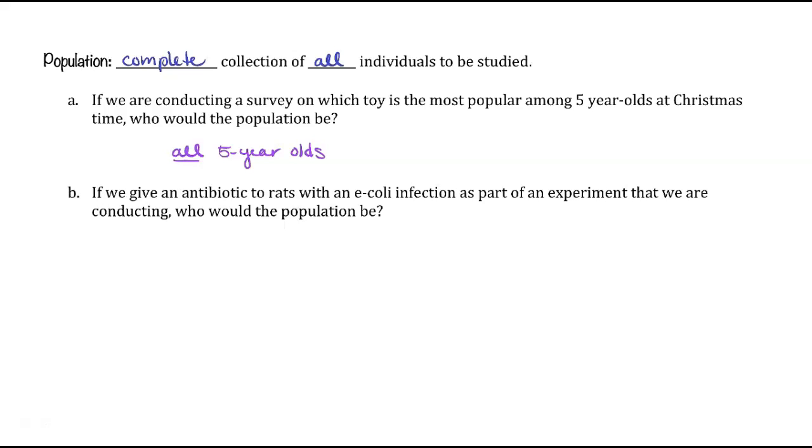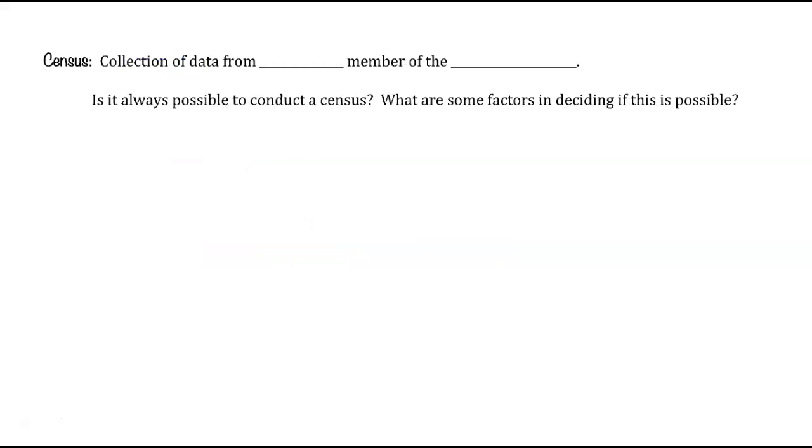For another example, if we give an antibiotic to rats with an E. coli infection as part of an experiment that we are conducting, who would the population be? Again, we want the complete collection of all individuals to be studied. So in this case, the population is all rats with an E. coli infection. And again, by all rats, we mean all rats that have an E. coli infection anywhere. If we're looking at a population and we collect data from everyone in the population, we are doing what's called a census.